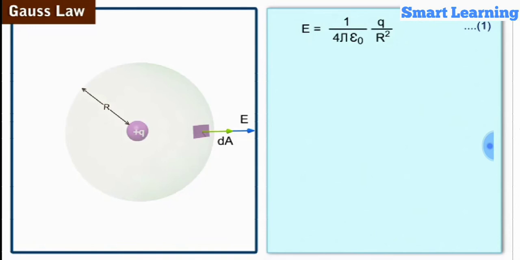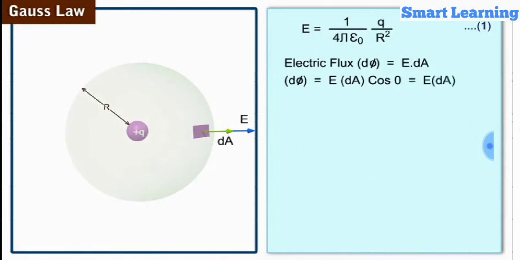Since E is parallel to vector dA, the electric flux d phi passing through this local element is equal to E dot dA, which is equal to E dA cos 0, and as cos 0 is equal to 1, d phi is equal to E dA. Let us label it as equation 2.